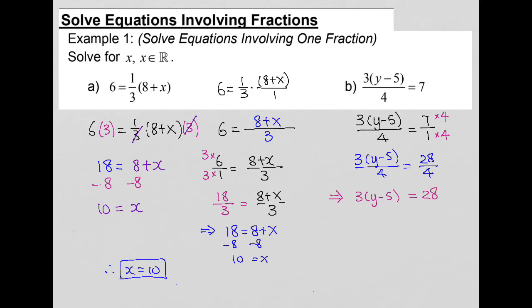And then you want to get rid of the brackets by using the distributive property. 3 times y becomes 3y. 3 times negative 5 is negative 15, equals 28. And you want to isolate for y. You add 15 on both sides. You get 3y equals 43. Then divide by 3 on both sides. So y equals 43 over 3. And this is your final answer.